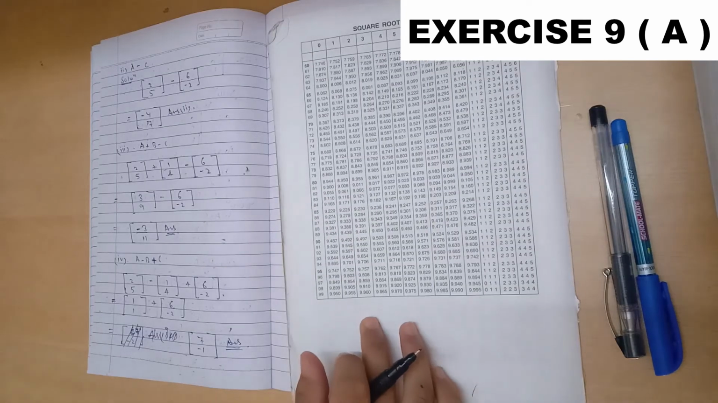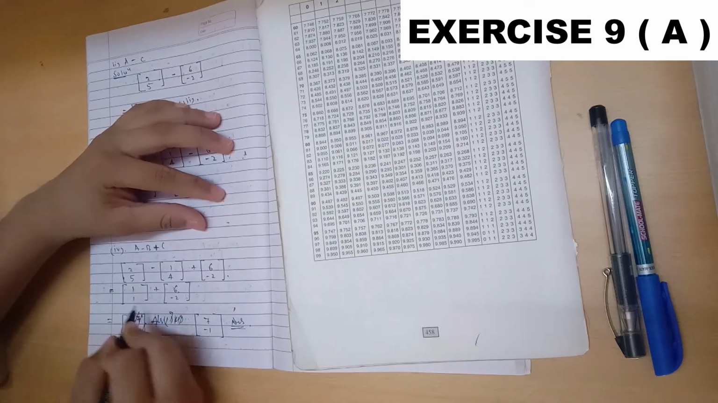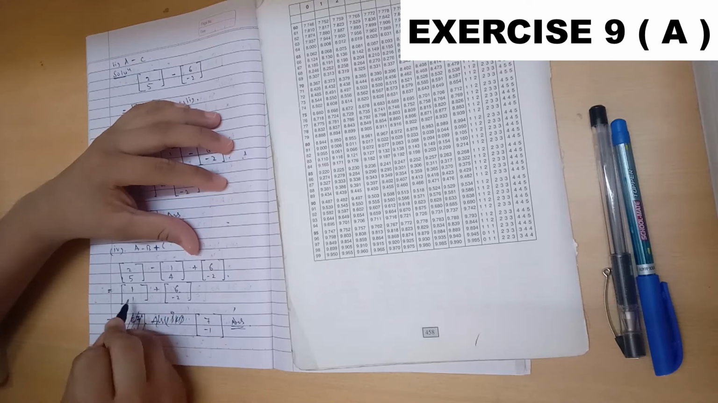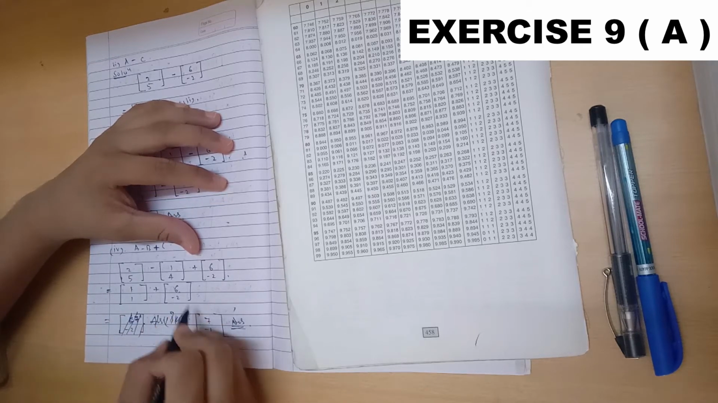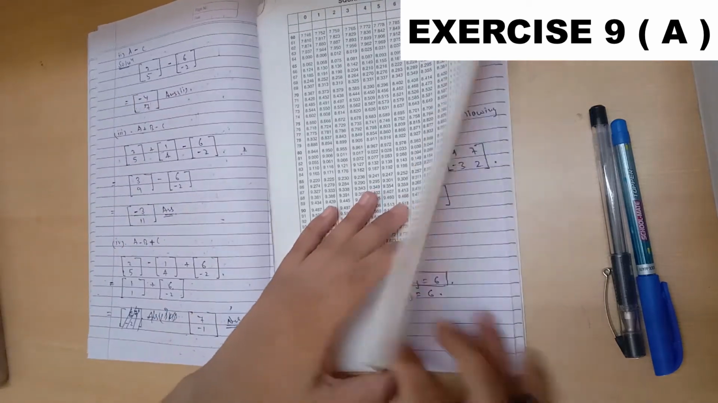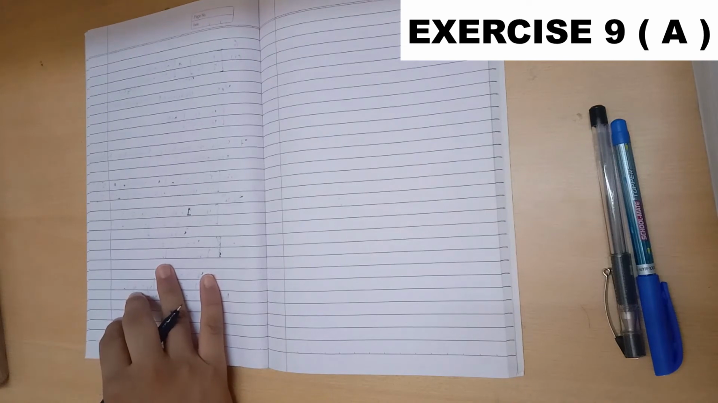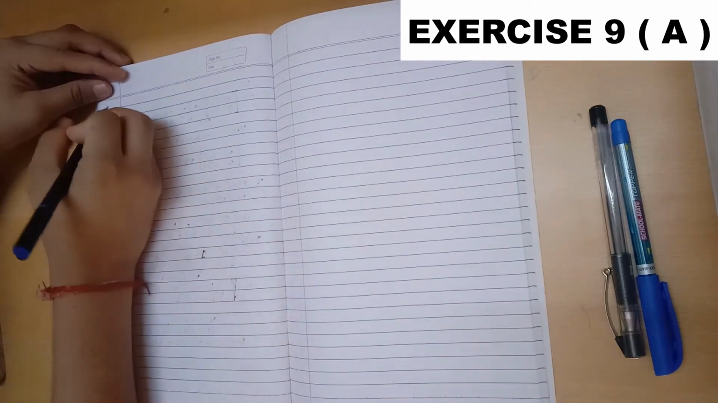Now in the fourth sub question of question number 5, there is a mistake. As we can see that this is 1 and 1, we didn't add this with the other matrix. So this becomes 7 and minus 1. Okay, a very simple question. Now let's move on to the next question. And the next question is nothing but the seventh question.